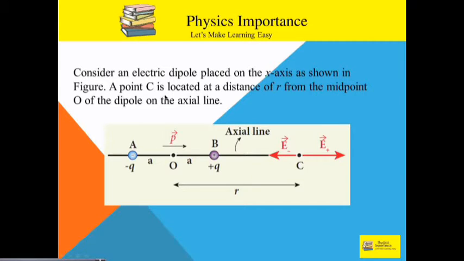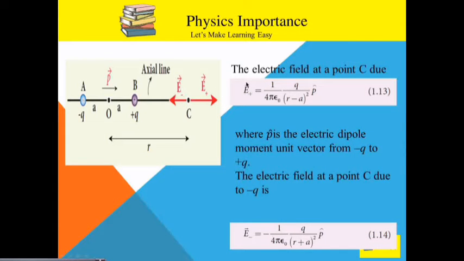x-axis. Here we are choosing a particular point C. It is at a distance r from the midpoint O of the dipole. Now this is the dipole, isn't it? So for this dipole, O is the midpoint. From the midpoint of the dipole, we are taking a particular point C which is at a distance r on the axial line.